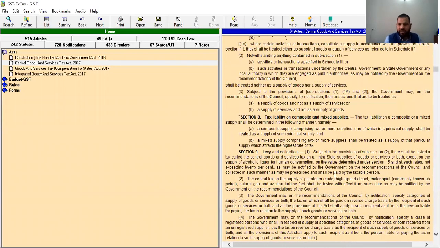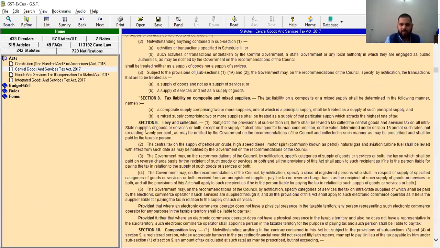So we'll read section 9. I hope everyone is able to see that. Lalitendra, is there any issue?